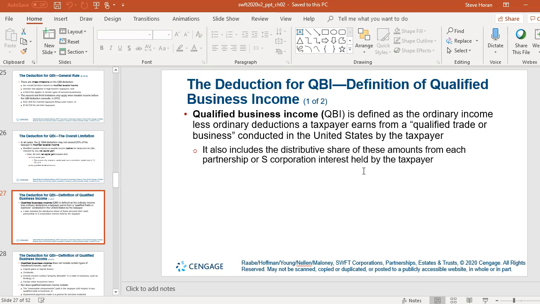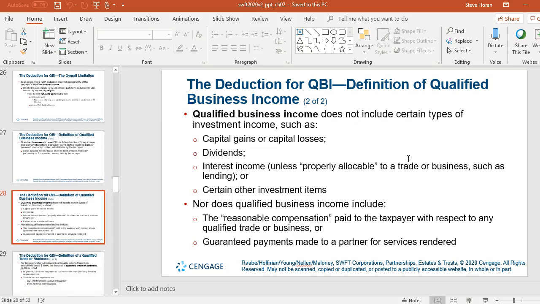So what is QBI? That's the big question. It is basically ordinary income less ordinary deductions that a taxpayer earns from a qualified trade or business in the U.S. It also includes the distributive share of these amounts from each partnership or S-corp interest held by the taxpayer. Keep in mind that some people own multiple businesses, or have shares of multiple businesses. A lot of entrepreneurial people have ownership interests in various businesses. So again, QBI is basically the income of a business. That's what qualified business income is.